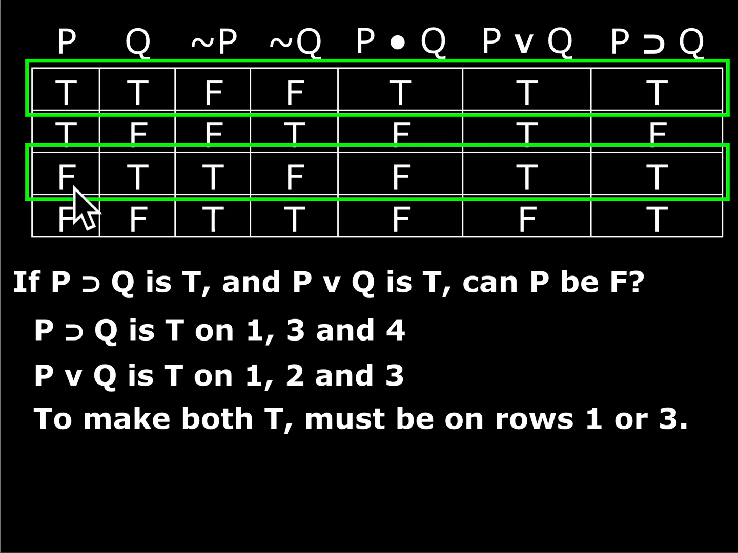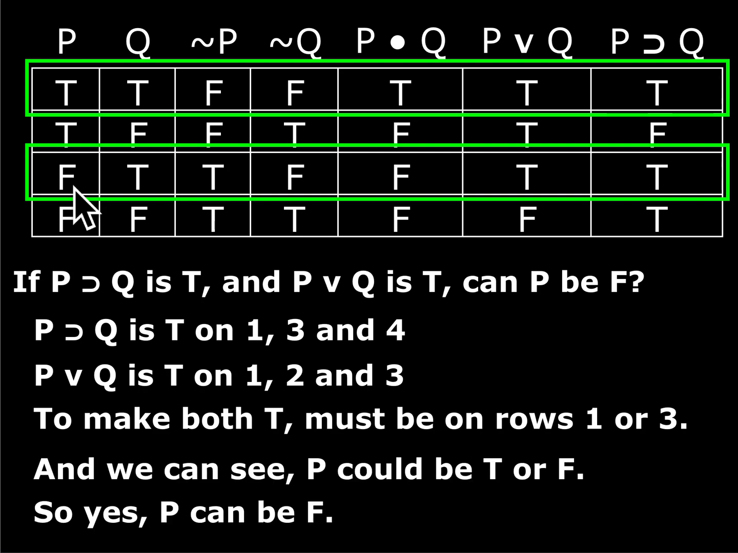And the question is, can P be false? Well, now we just look at the rows that we're interested in and see. Let's look at P. P can be true or false. So if we're restricting our attention to rows 1 and 3, P could go either way. So P can be false, and it could also be true. These conditions leave it open as to whether P is true or false. But to answer the question, can it be false? Yes, it can.